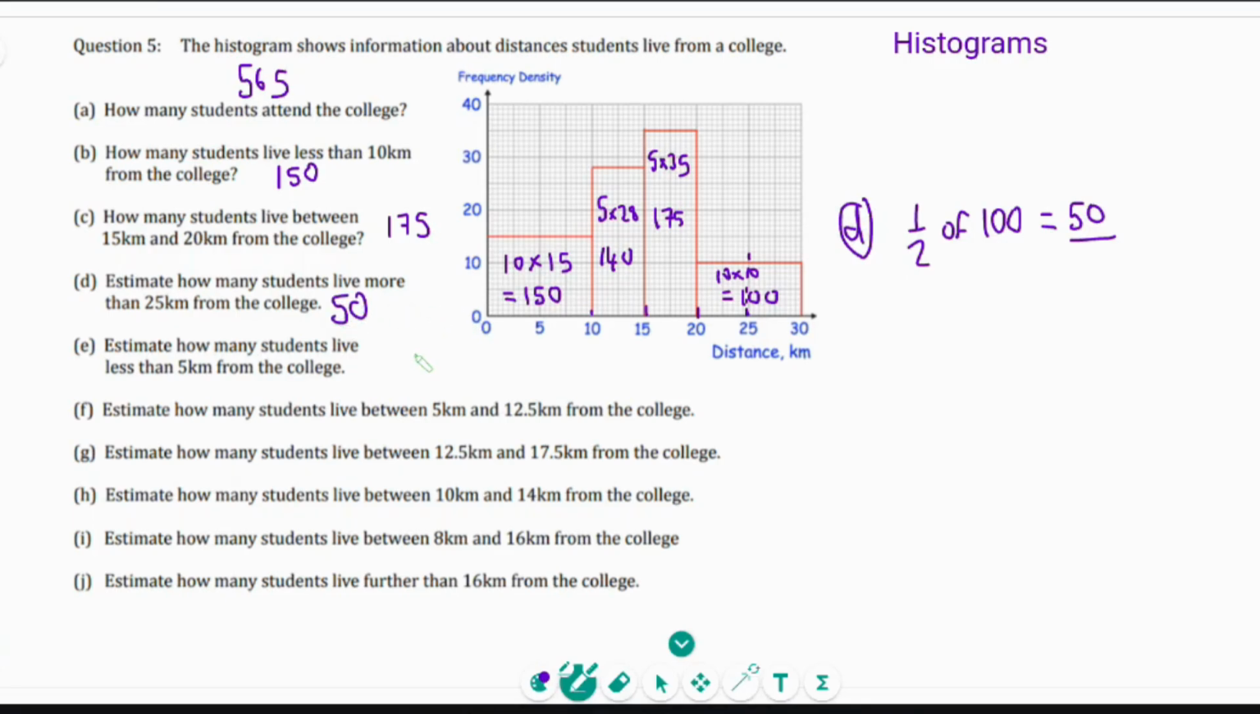And how many students live less than 5 kilometres away? Again, it's half of this bar from 0 to 10. So half of 150, 75.